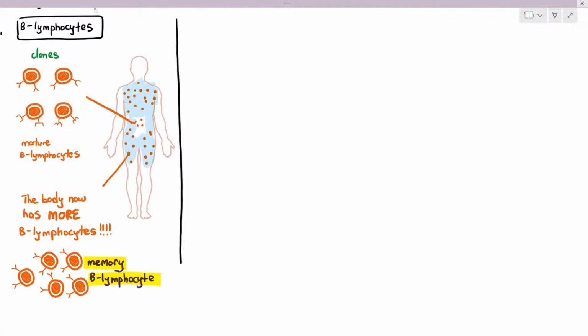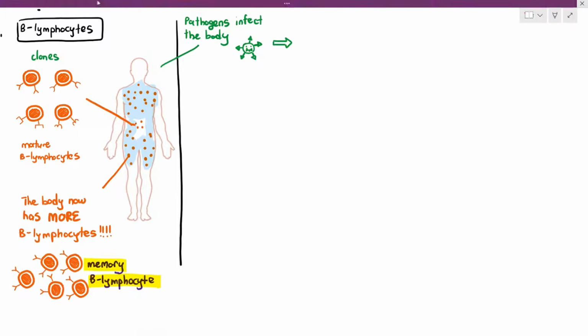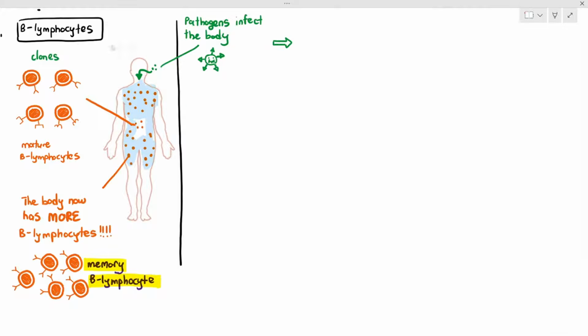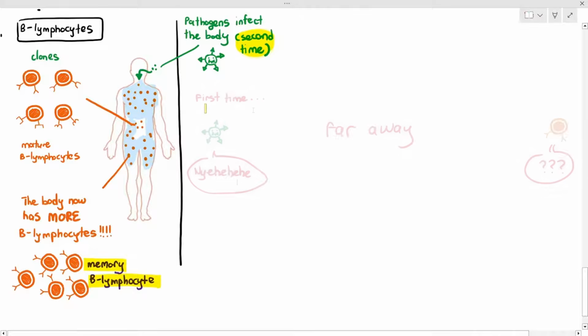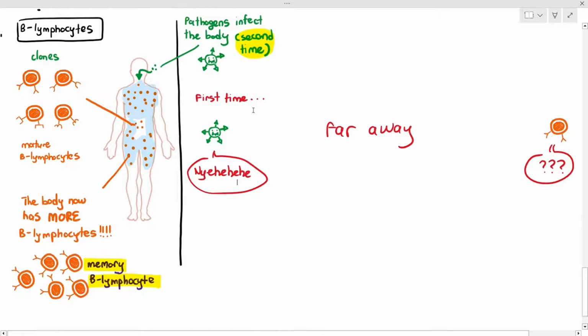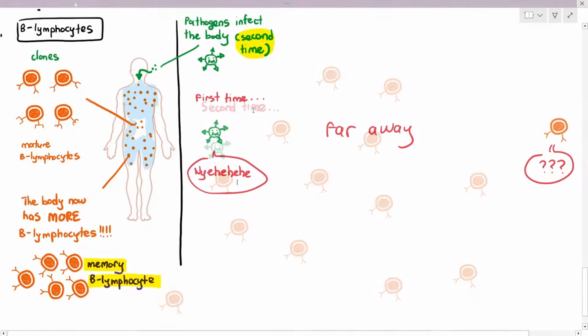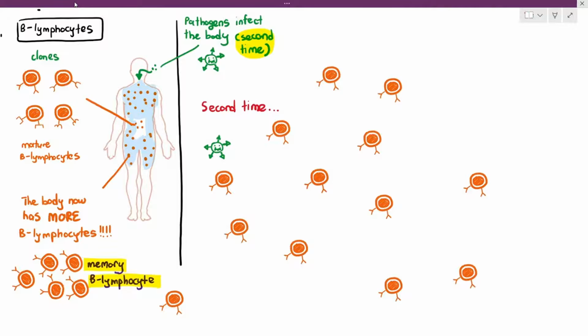Now, why is this such an important thing? The reason is because when the pathogen infects the body for the second time, see, the first time it infected your body, the pathogen was very far away from the memory B lymphocytes, so they didn't know what was going on. But because now you have so many memory B lymphocytes, what is the function of these memory B lymphocytes?